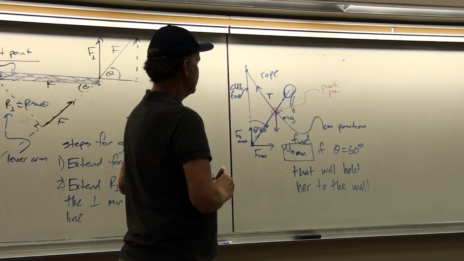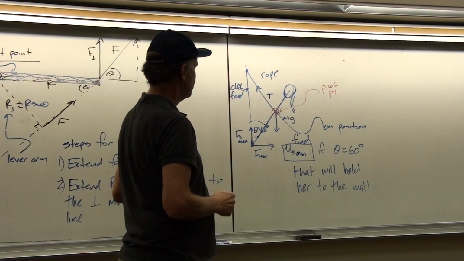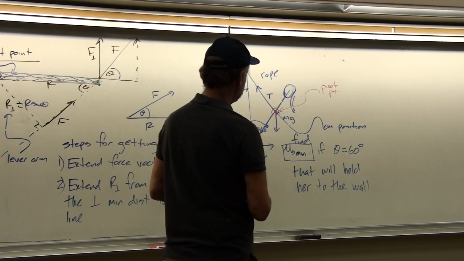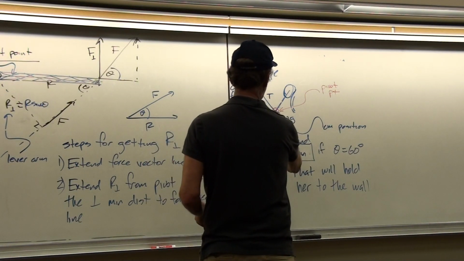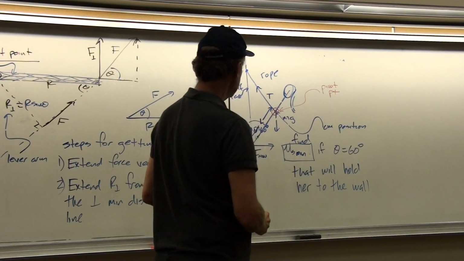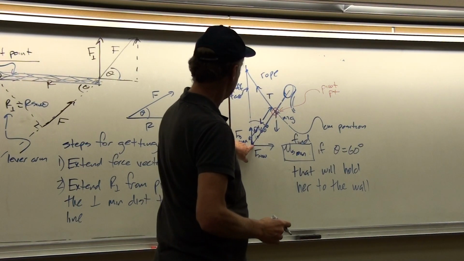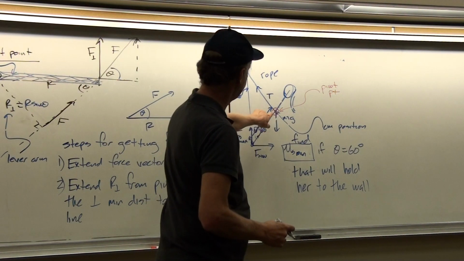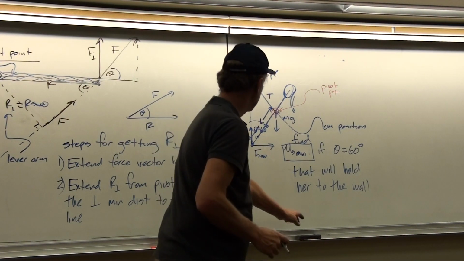Okay, so how do we proceed? Well, once we know that that's the pivot point, then even though we don't know what this length is, let's call it L. That's the distance from where her feet are in contact with the cliff face to the position of her center of mass.